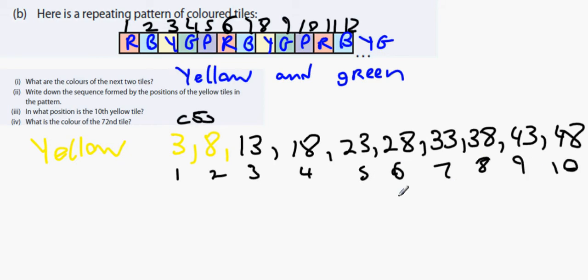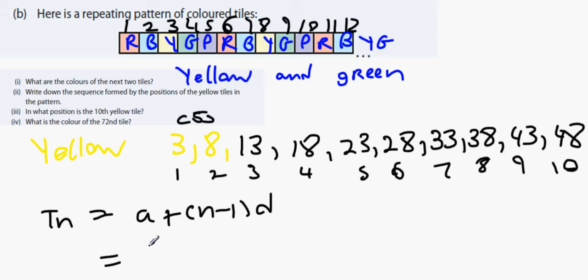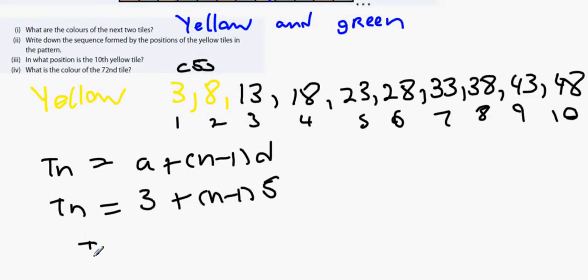Another way of doing this would be to use Tn equals A plus n minus 1 times d. And what this does is it tells you what number in the pattern the yellow tile would be. So if the first yellow tile is 3, A equals 3, d equals 5. So it's going to be 3 plus n minus 1 times 5 equals Tn. And then Tn would be 3 plus 5n minus 5, and then Tn equals 5n minus 2.